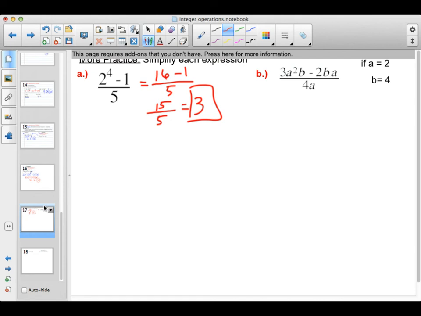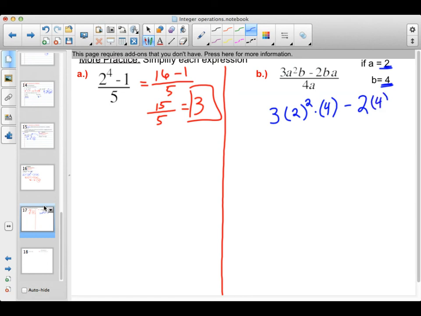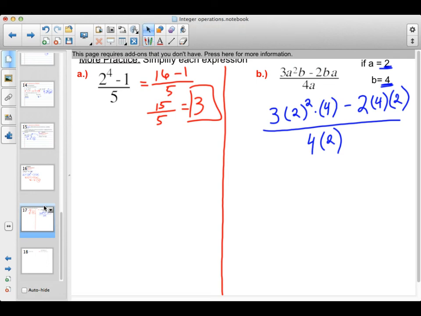All right, a little bit more complicated expression with letter B. Same idea though. Okay, anytime we see an A, we're going to replace it with the number 2, B with 4. So we've got 3 times 2 raised to the second power times b, which is 4 on top, minus 2 times 4 times b, or times a, which is 2, all over 4 times the a value of 2, 4 times 2. We've turned the algebraic expression into a numeric expression.